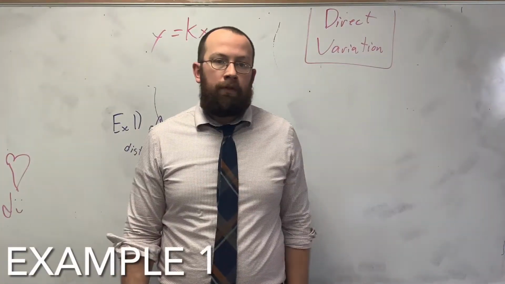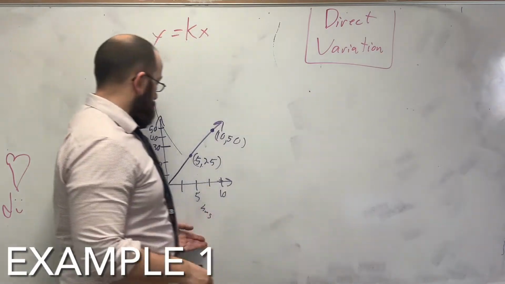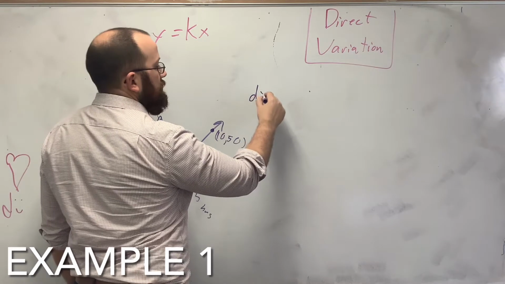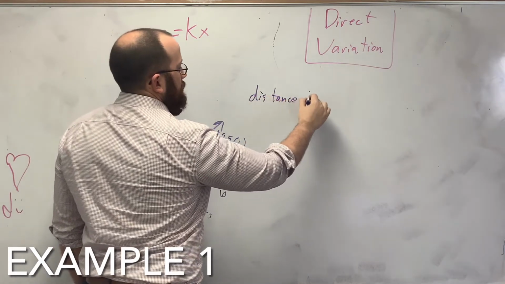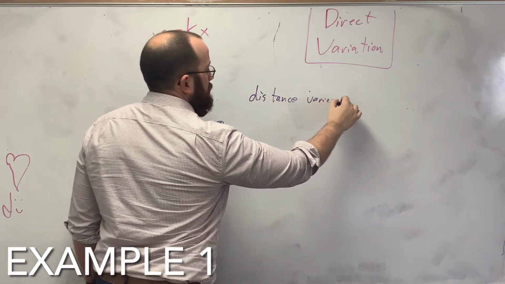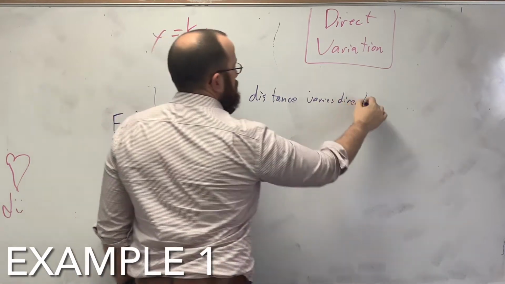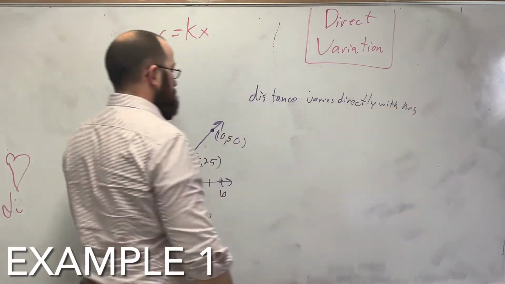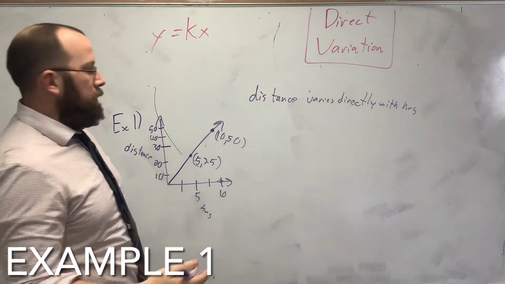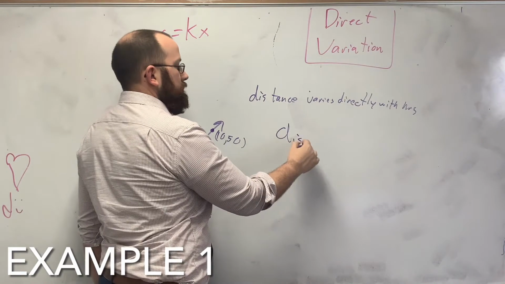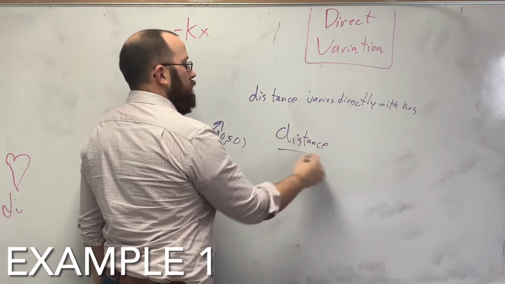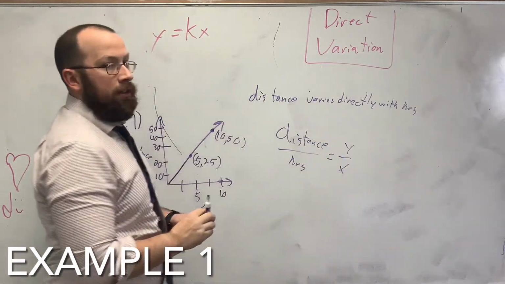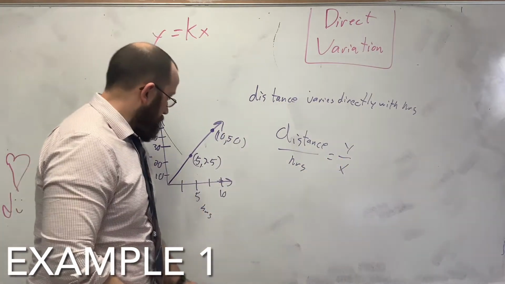All right, so for our first example, right here. So we have distance over hours. How we would say this is our distance varies directly with hours. So what this means, distance varies directly with hours, is you'll have distance over hours, or y over x. Looks kind of like slope, doesn't it?